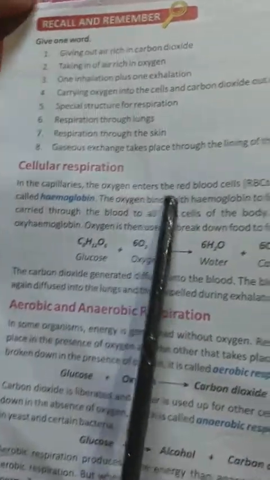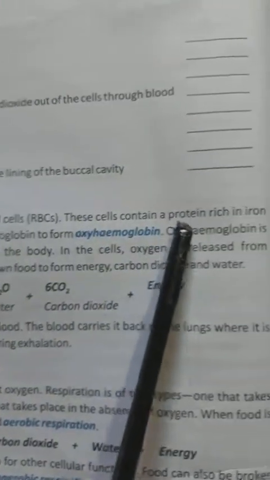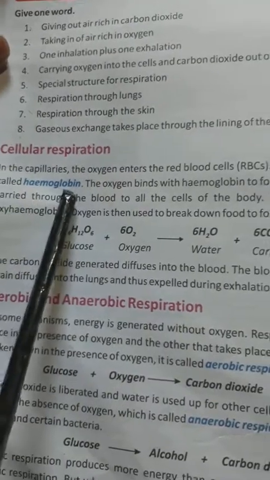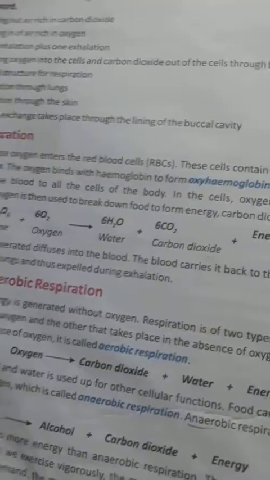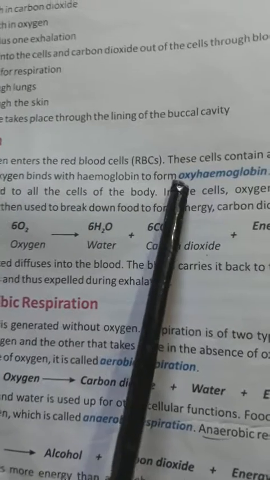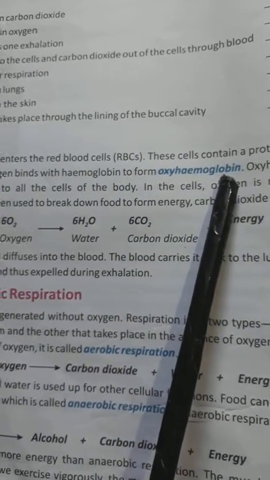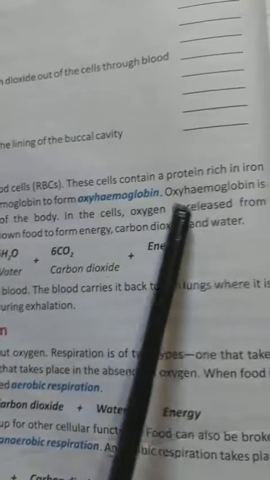In the capillaries, the oxygen enters the red blood cells, RBCs. These cells contain a protein rich in iron called hemoglobin. Underline this. What is hemoglobin? Hemoglobin means cells that contain a protein rich in iron. Okay? Underline till here. The oxygen binds with hemoglobin to form oxyhemoglobin. So oxygen combines with hemoglobin and forms oxyhemoglobin.